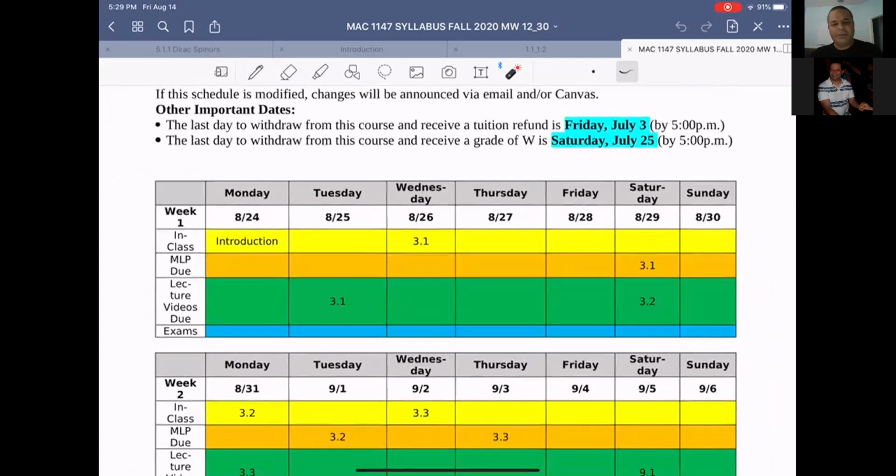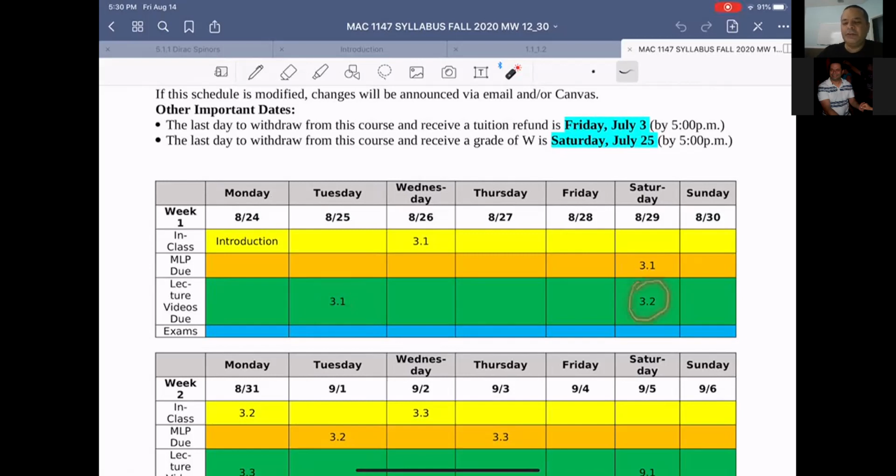Here's the schedule. This will tell you when things are due. On Monday, I'm going to stop and say hello. But by Tuesday night, you should have 3.1 lecture quizzes due. So I'm going to have a quiz for lecture 3.1, and that's when you'll have it due. It'll be on Canvas.